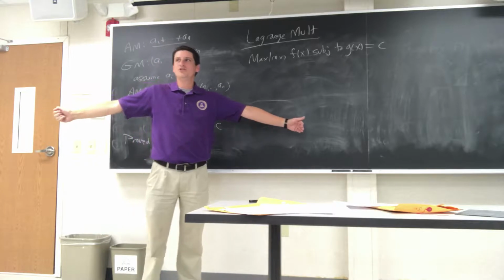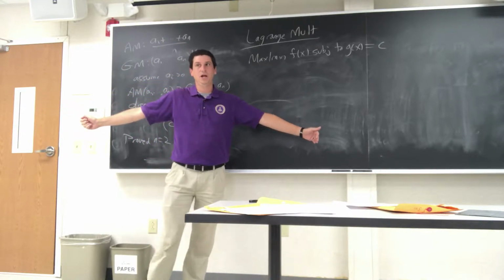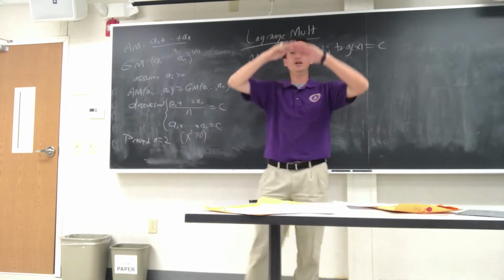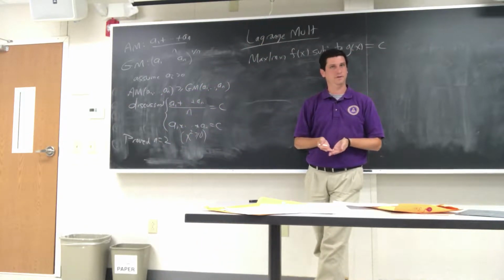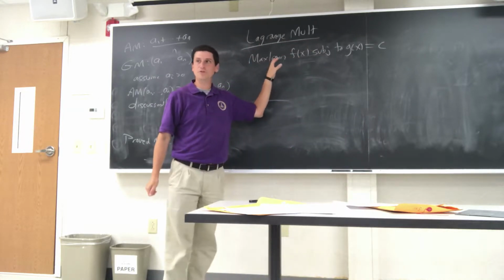Now, in Calc 1, checking boundary points is not a big deal. You have at most 2. But once you get to multivariable calculus, now you have a whole region to check. And that's essentially the constraint. And so Lagrange multipliers helps you figure out these constraints.